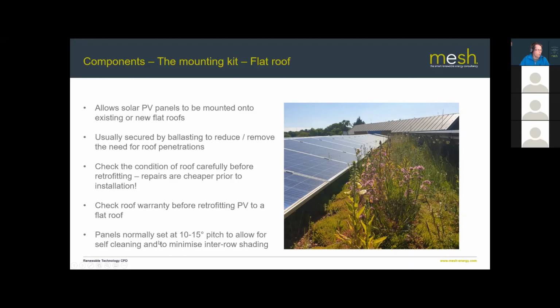On flat roof installations, panels are normally set at between 10 and 15 degrees pitch, and the reason for that is it allows for good self-cleaning from rainwater, and reduces what they call inter-row shading. So if you imagine you've got two rows of panels, the one row in front of another will tend to cause shading of the row behind, and we'll see in a moment. Inter-row shading is a bad thing.